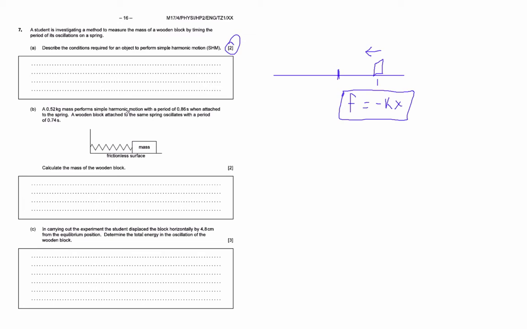A 0.52 kilogram mass performs simple harmonic motion with a period of 0.86 seconds when attached to the spring. The wooden block attached to the same spring oscillates with a period of 0.74. Okay, the period of this thing is going to be 2 pi square root of m over k. And they're saying that 0.86 equals 2 pi square root of m over k, and the mass is 0.52, sorry.